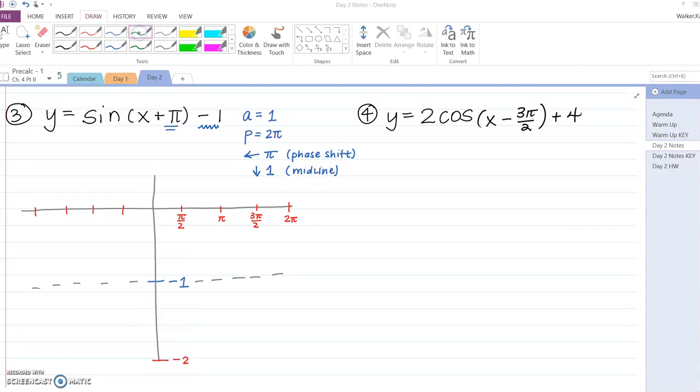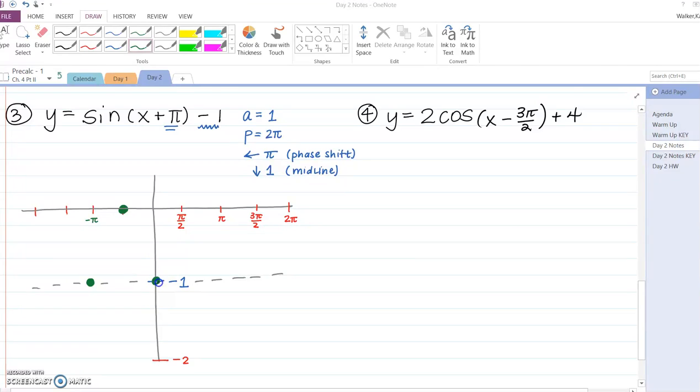So this is a sine graph. So sine starts at the midline, usually starts on the y-axis. However, I've had a phase shift that moves me to the left pi. Well, if you look how many tick marks measure up to pi, I have 2 tick marks that get me to pi. So I'm starting 2 tick marks to the left, at the middle, because it's sine. Sine starts at the middle and goes up.